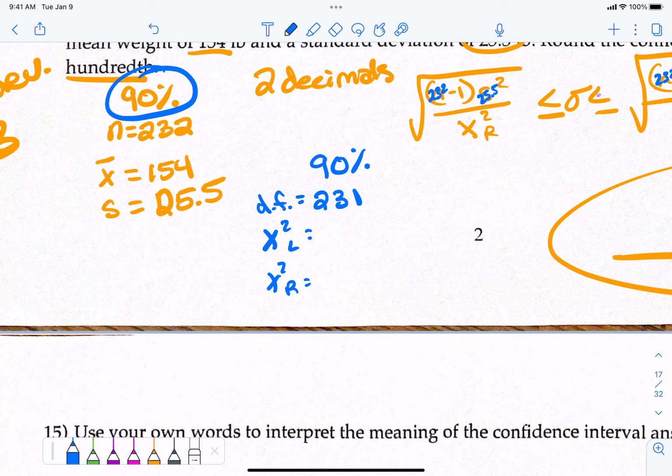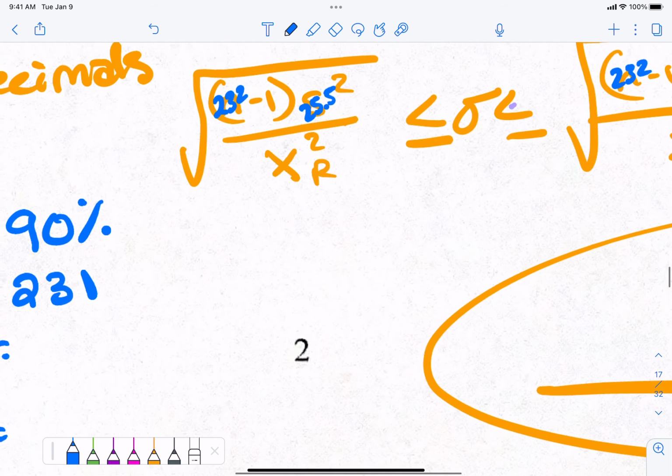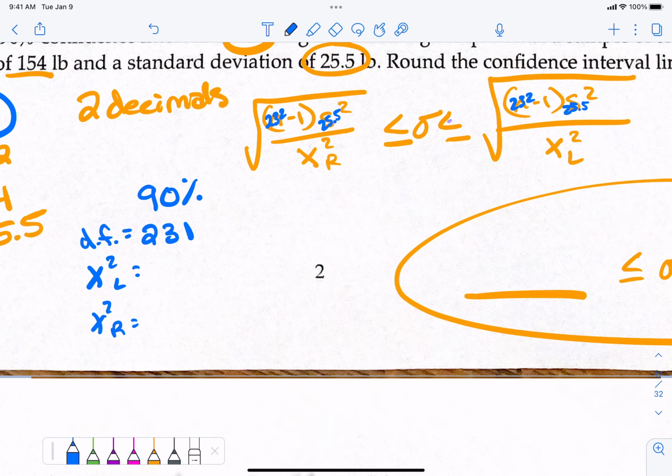Is it 25.5 in parentheses? Well, no. It's just a number squared. Chi-squared left is 82.358. The other one, chi-squared right, is 118.498.